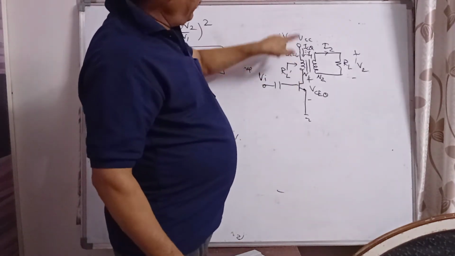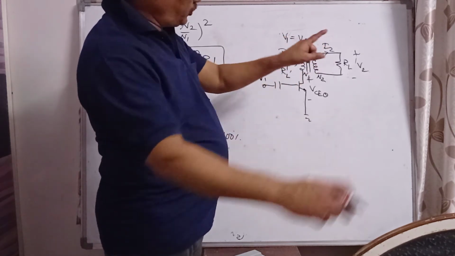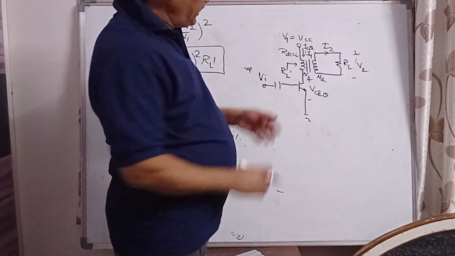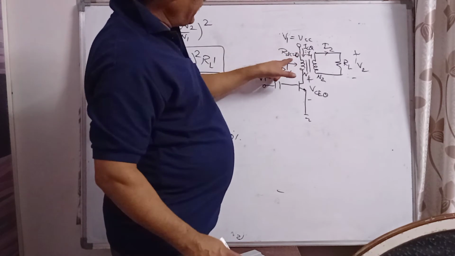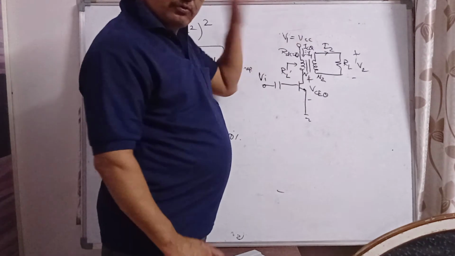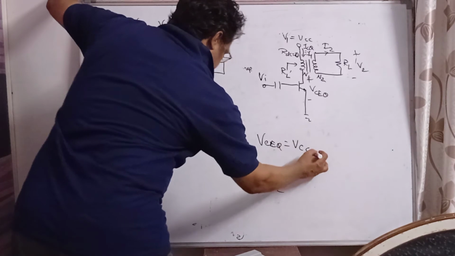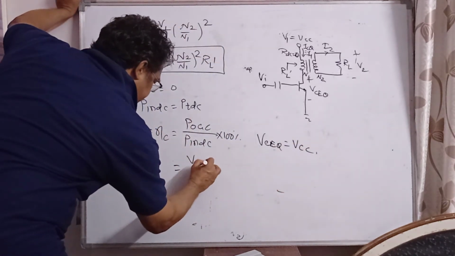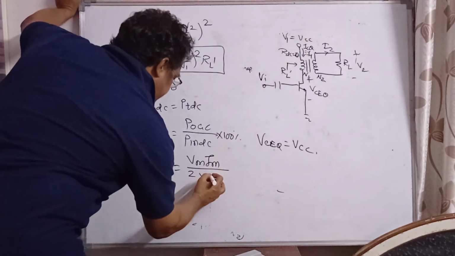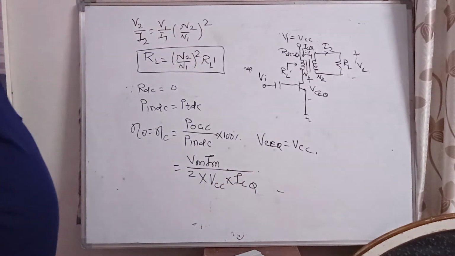So if you write KVL, VCC minus 0 into current into resistance, whatever current is flowing, but resistance is 0. VCC minus 0 minus VCE equal to 0, which means VCE is equal to VCC. So output AC power and input DC power, VCC into ICQ. Right?